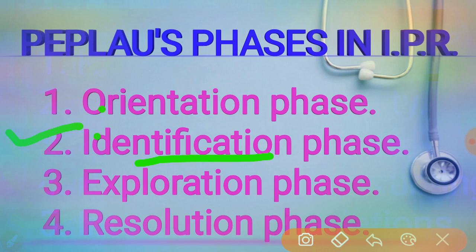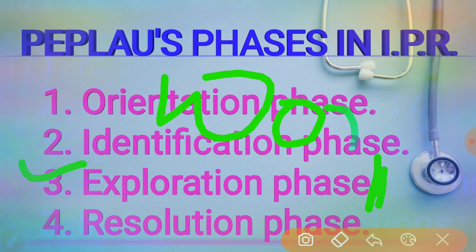Then coming to the third phase, that is the exploration phase. Another name for the exploration phase is the working phase. In this phase there will be work involving both the nurse and the client, like the use of professional assistance, especially for problem solving alternatives, and advantages of services which are used based on the needs and interests of the patients and individuals.